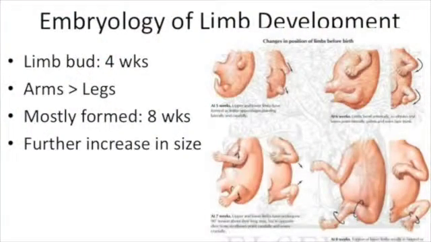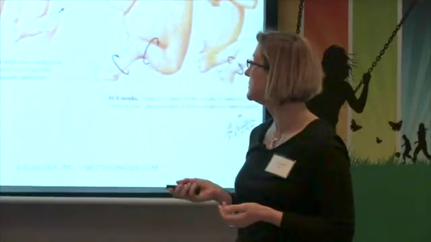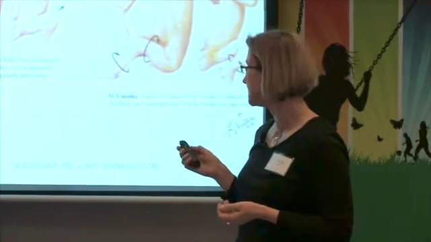Limb development occurs at a very early stage in pregnancy, much earlier than most people think. Around 4 weeks gestation, we start to see a limb bud. You can see in the top picture the arm bud up the top here, and the leg bud down here. The arm development precedes the leg development by a few days. The limbs are completely formed by 8 weeks, and any further growth is just an increase in size. Many women don't know they're pregnant before 8 weeks, so all of this has gone on, often before there's an awareness of the pregnancy.